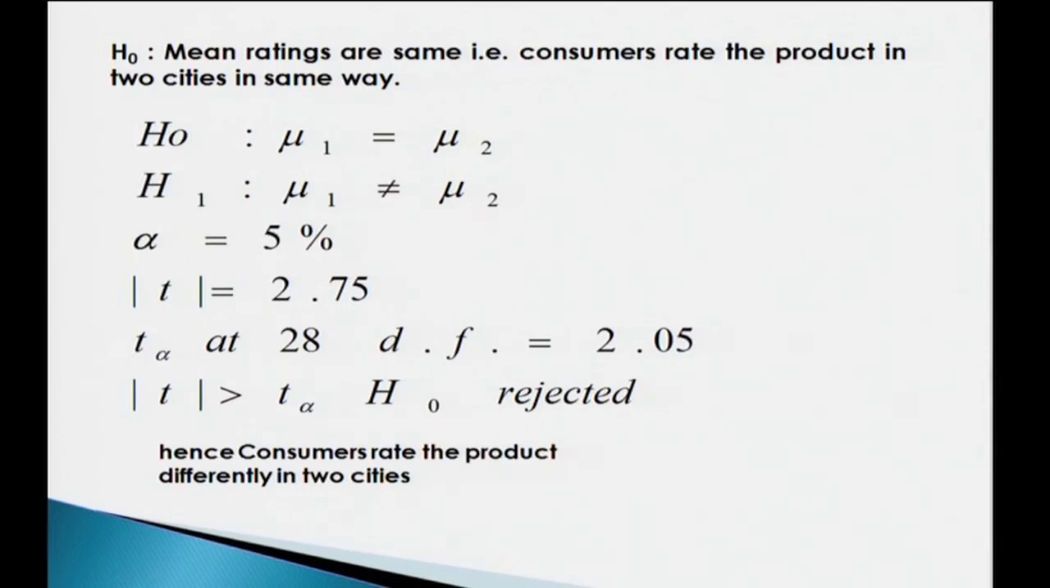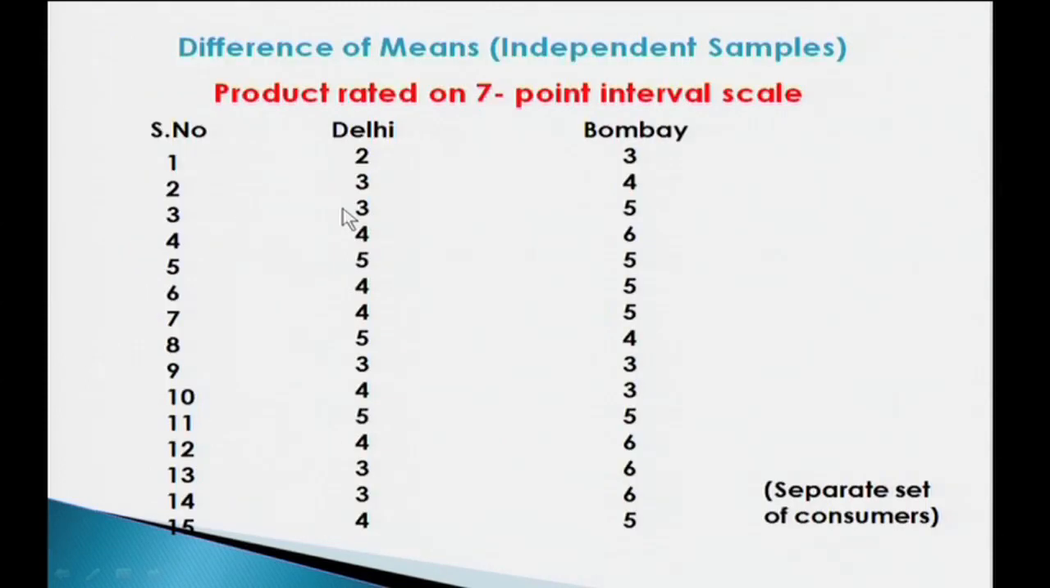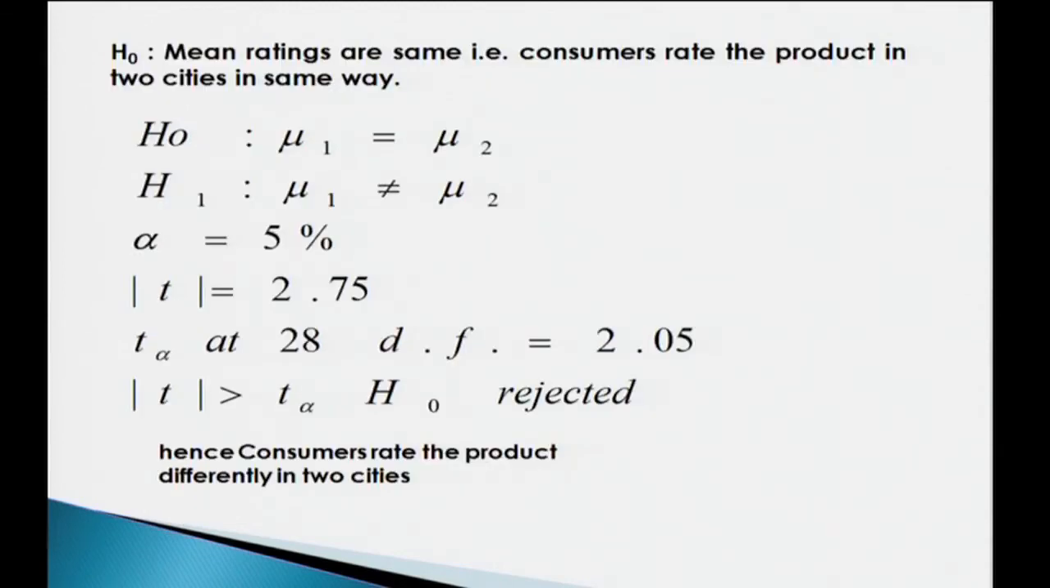So, you can say mean ratings are same. Mean rating for your own product, not for the city, mean rating for your own product in Delhi and in Mumbai. How do they rate your product in these 2 cities? H0: mean rating in Delhi is equal to mean rating in Mumbai, then H1: mean rating in Delhi is not equal to mean rating in Mumbai. Now, here it is again important to understand that we are talking about whether the mean ratings are same or different.